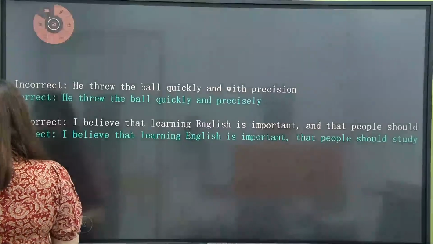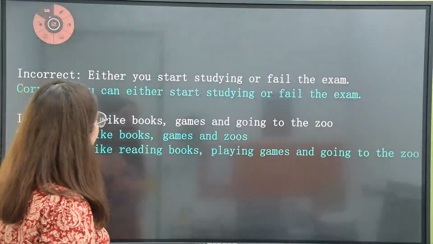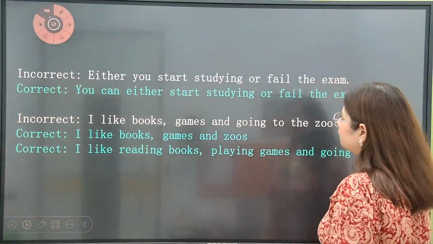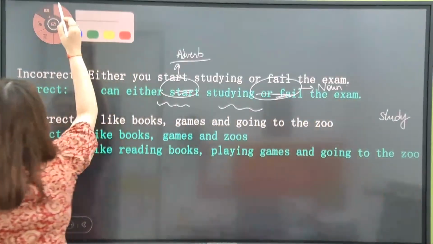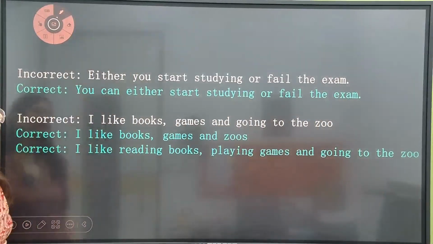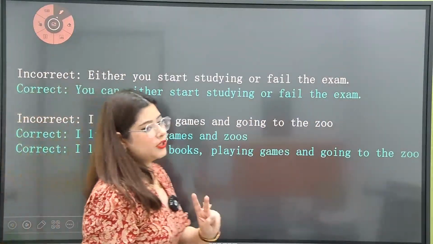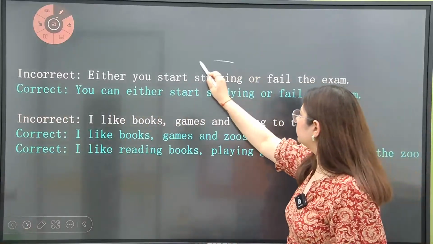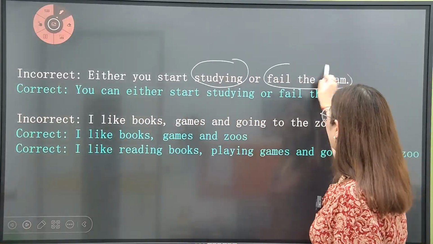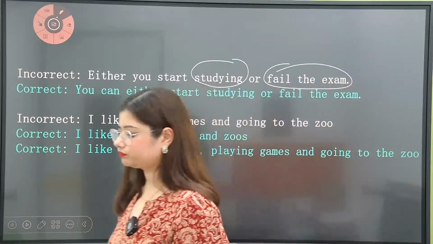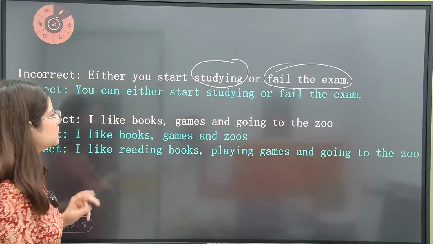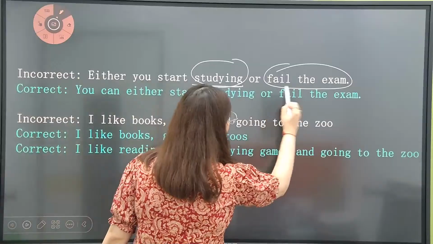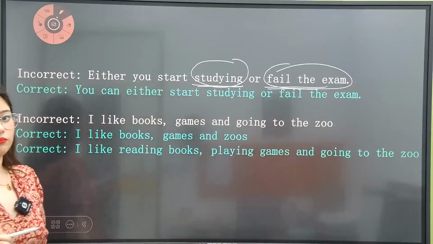Next, either you start studying or fail the exam. This is a very common error that we face. Which two things is the choice between? Studying and failing the exam. Right? The choice is between studying and failing the exam.